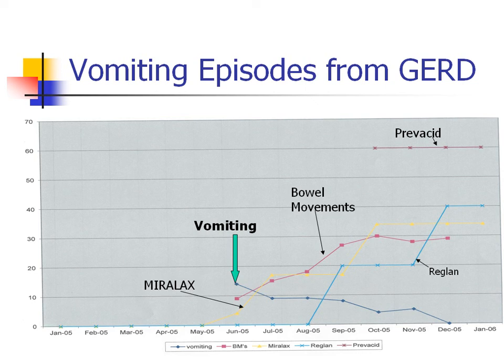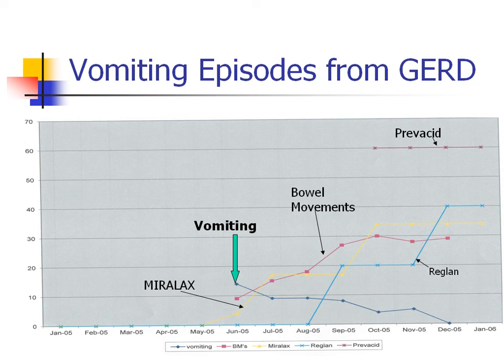And we added Prevacid in October of 2005. I'm not sure whether that affected the vomiting so much, but if there were some regurgitation, it would cut down on the esophagitis. So that was our regimen: Prevacid, Reglan, and Miralax, and this did seem to eliminate the symptom.